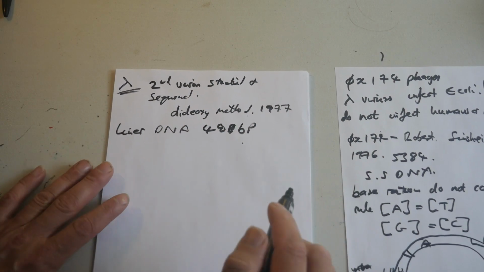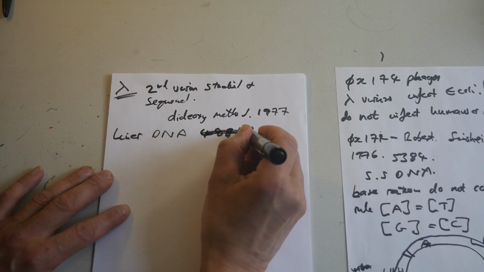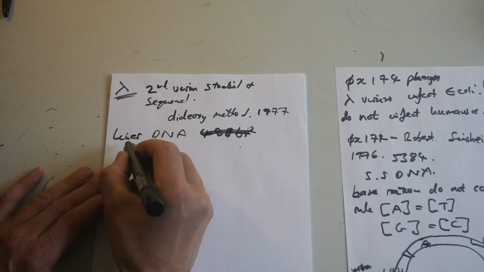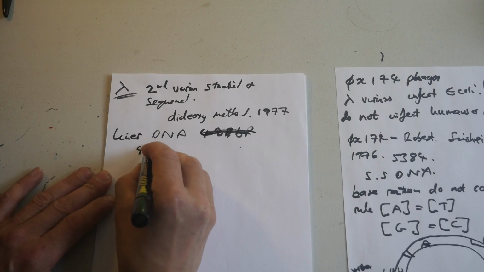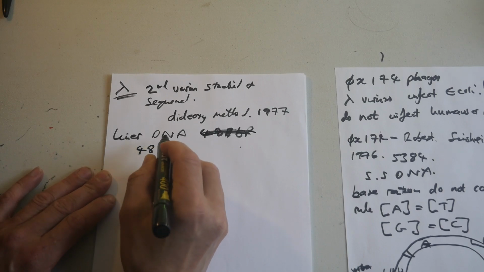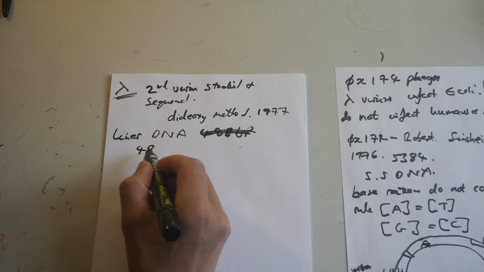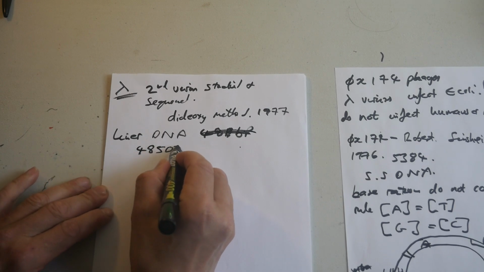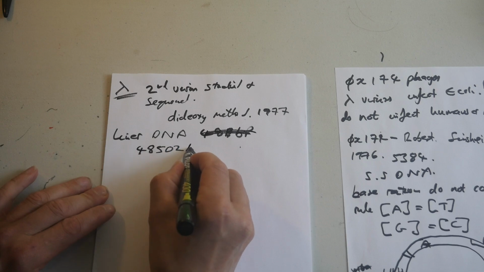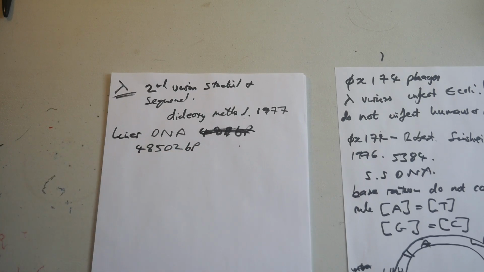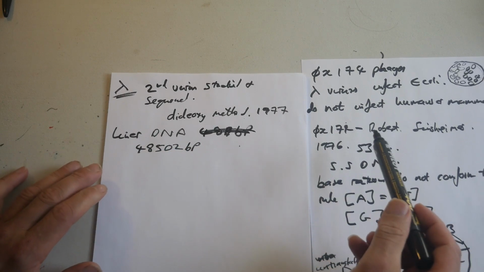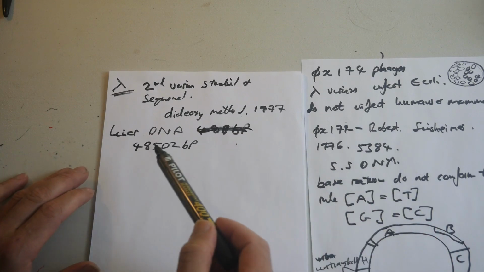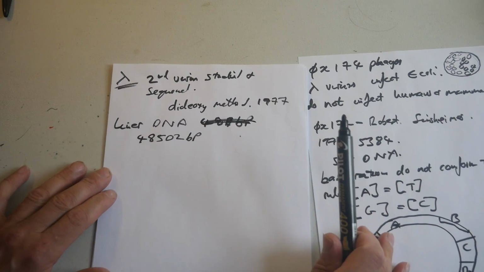So lambda is, that's incorrect, it's linear DNA, 48,502 base pairs, okay? So it is considerably bigger than Phi X174, but this is the second one ever studied.